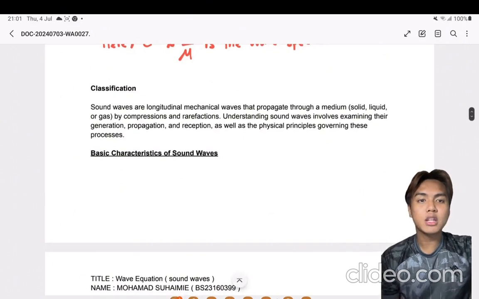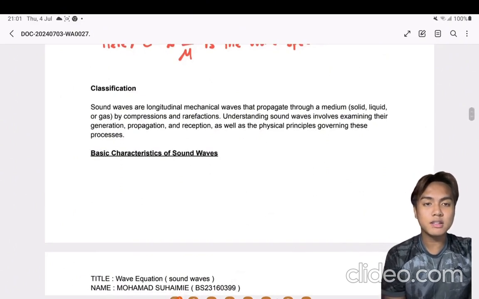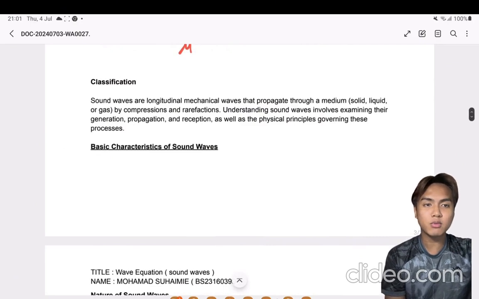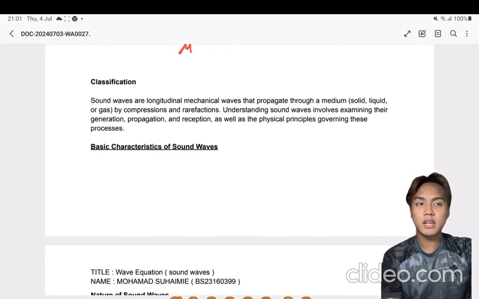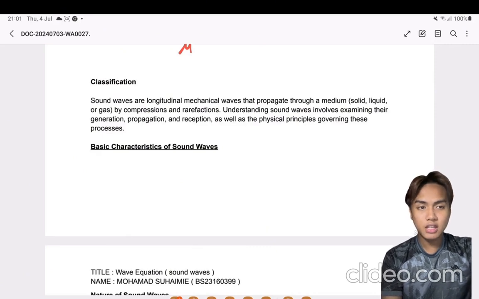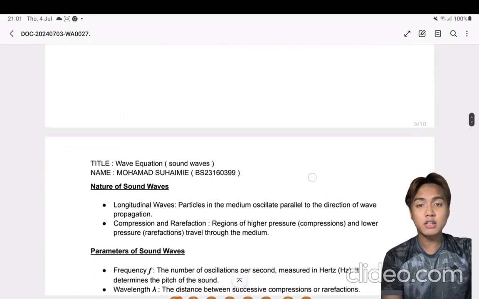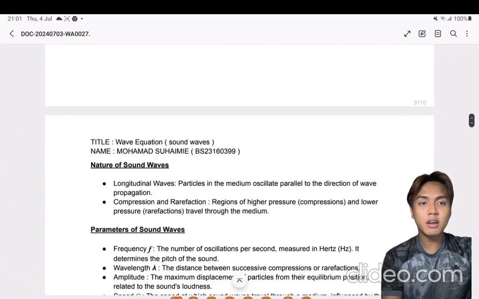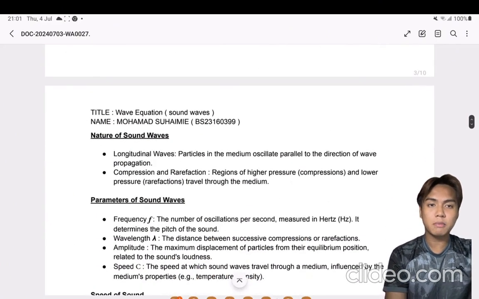Nature of sound waves. The first one is longitudinal waves, where the particles in the medium oscillate parallel to the direction of wave propagation. And also compression and rarefaction, which are the regions of higher pressure, which is compression, and lower pressure, which is rarefaction, traveling through the medium.